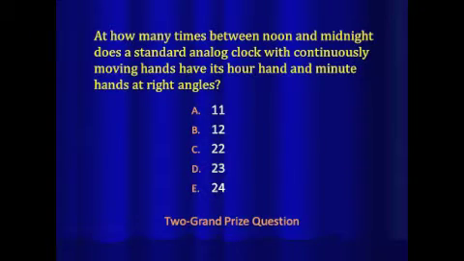Daniel? All right. How many times between noon and midnight does a standard analog clock with continuously moving hands have its hour hand and minute hand at right angles? Is it A, 11, B, 12, C, 22, D, 23, or E, 24?